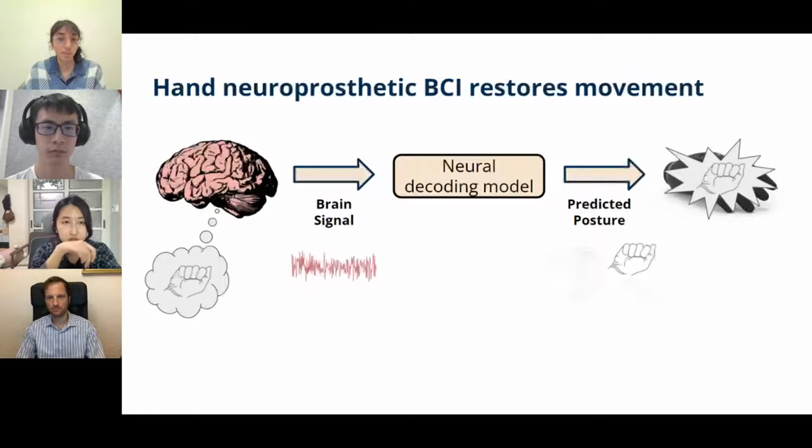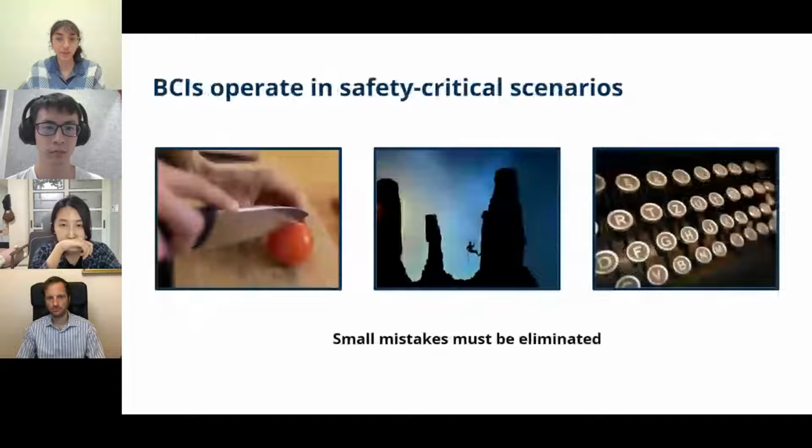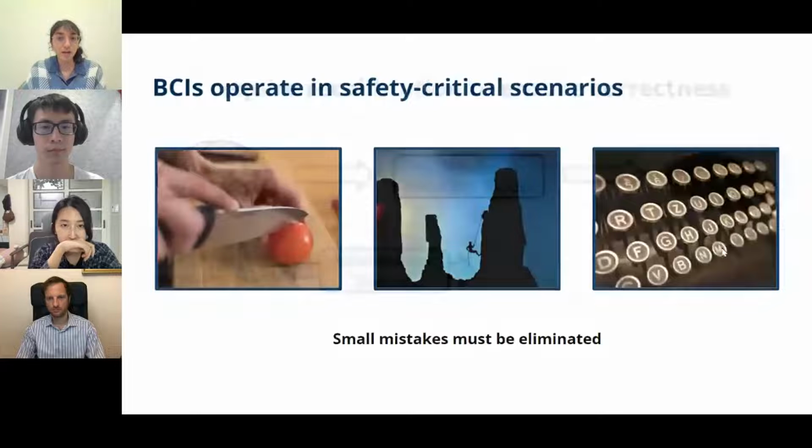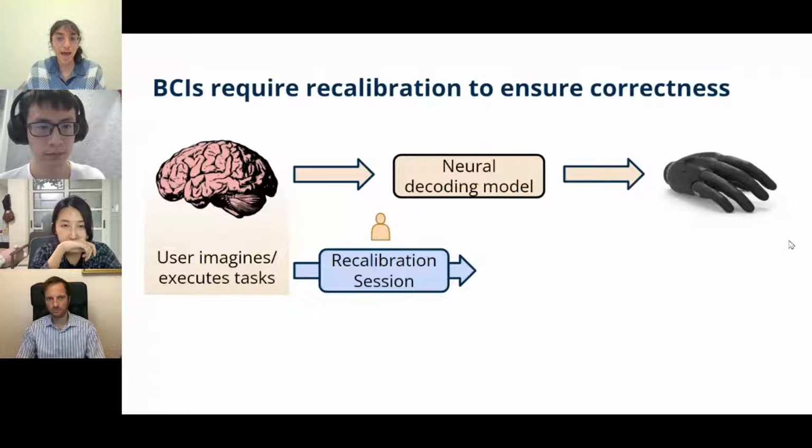Because BCIs operate in scenarios that are highly safety critical and require precision, it is important that even the smallest mistakes or faults are eliminated. Current methods for BCI fault repair involve time-consuming recalibration sessions, where a clinician asks the user to imagine or execute tasks that the BCI is expected to perform, such as holding various hand postures, while brain signals are recorded. This data is then used for model retraining.